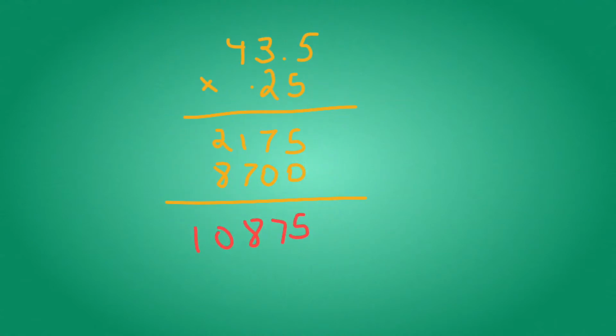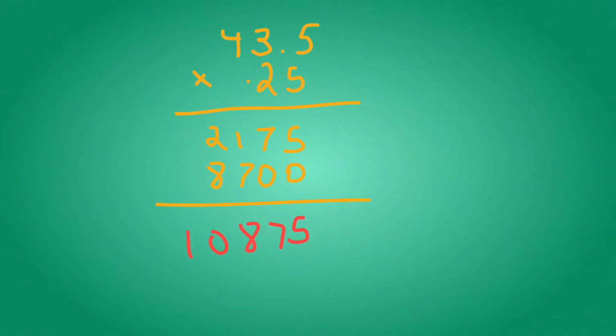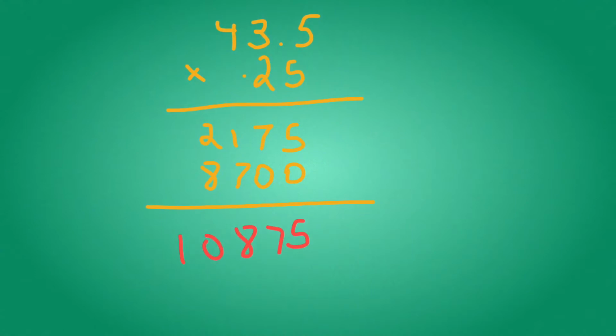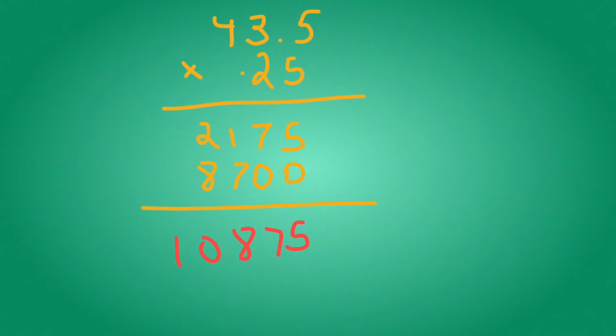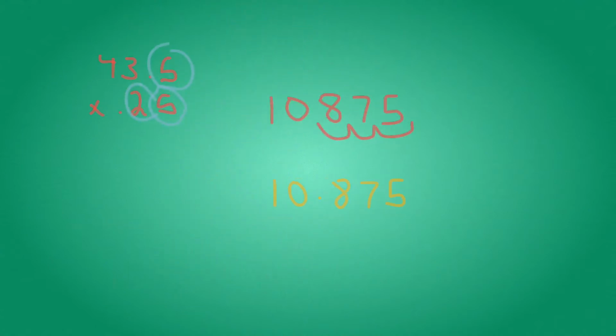Remember at the beginning when I said we don't worry about our decimals until we get to the very end? Well, we're not quite at the very end yet. So let's add all these up. 5 plus 0 is 5. 7 plus 0 is 7, 1 plus 7 is 8, and 2 plus 8 is 10. So I've correctly done my addition now, and the last step is to place the decimals. So let's take a look at what that looks like.